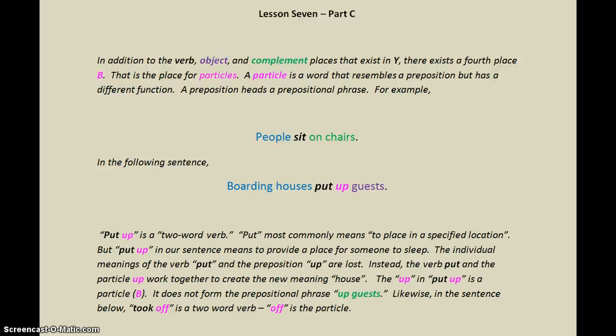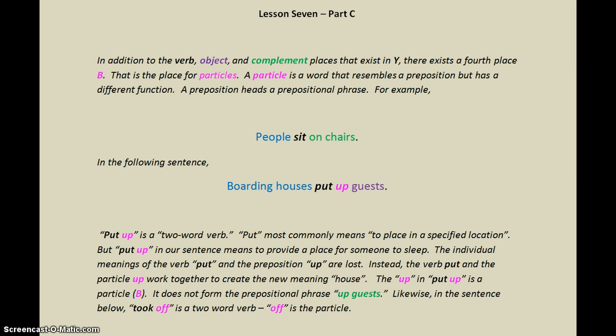Lesson 7, Part C, will finish up our discussion of the different places in Y. So far we've talked about the verb, the object, and the complement places. Now we're going to add a fourth place for the particle, and we'll label that as B. A particle is a word that resembles a preposition, but it has a different function.